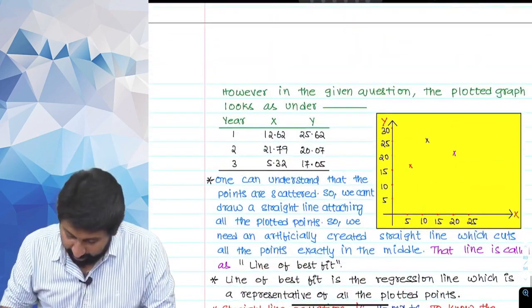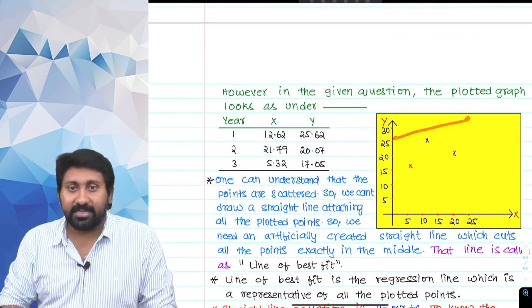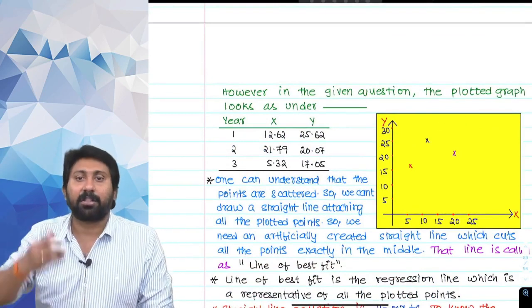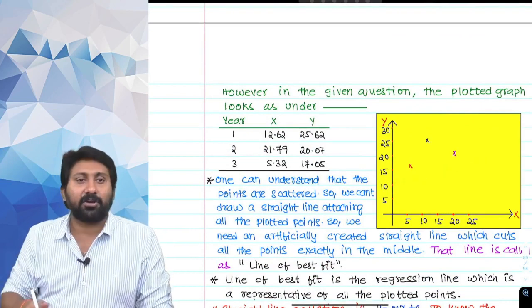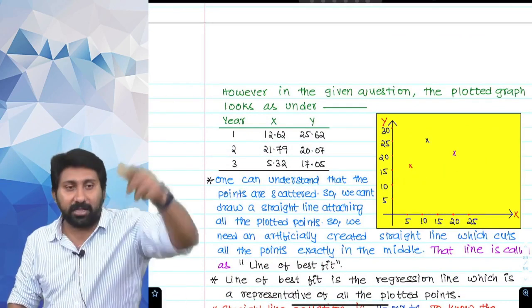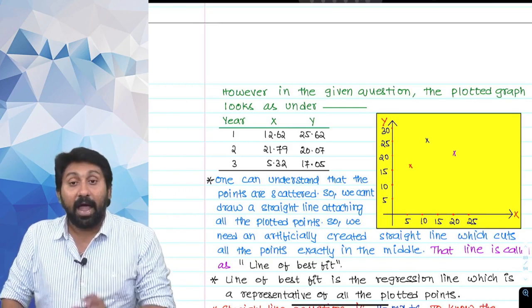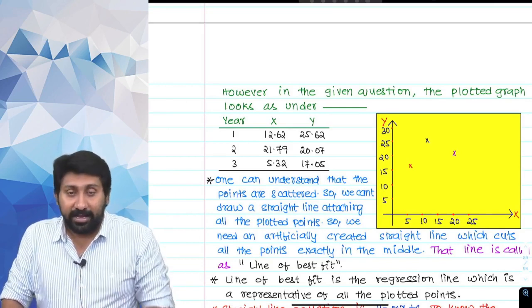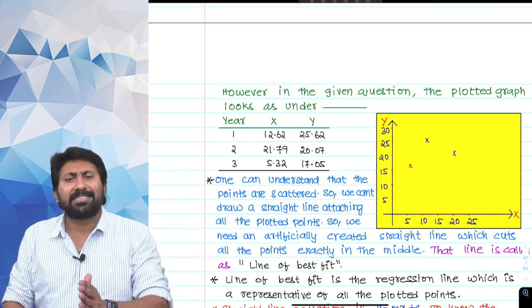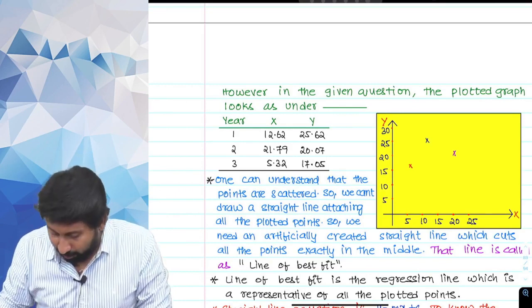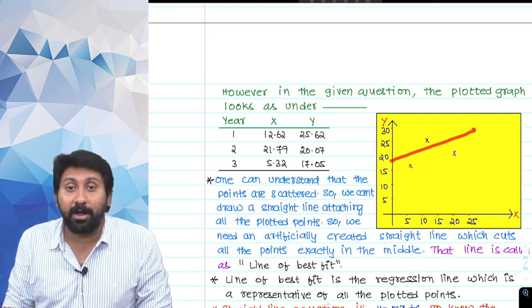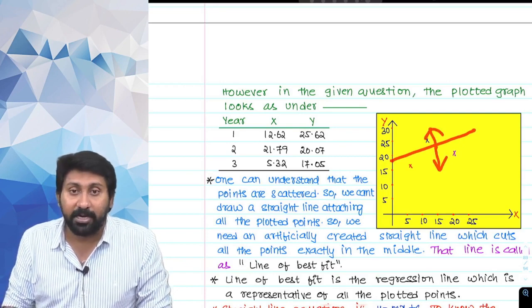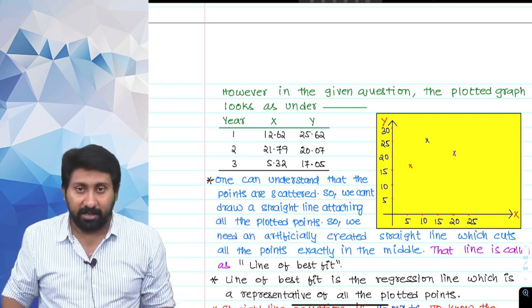See here. If I draw a line like this, it is wrong on the higher side because all the plotted points are below that. If I draw a line here, it is always wrong on the lower side because all the points are above the line. I should draw a line in such a way that it exactly cuts all the points in the middle, exactly like this, such that some points will be above the line, some points will be below the line, and both will set off with each other.